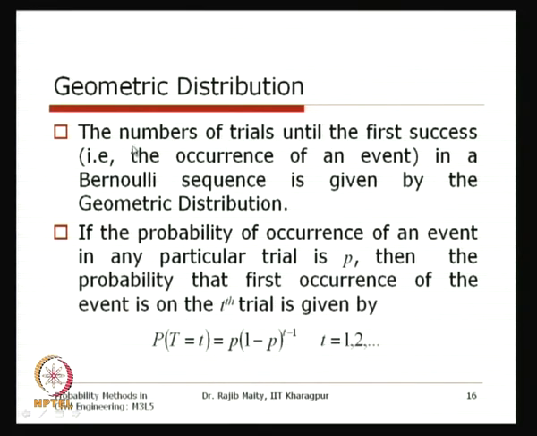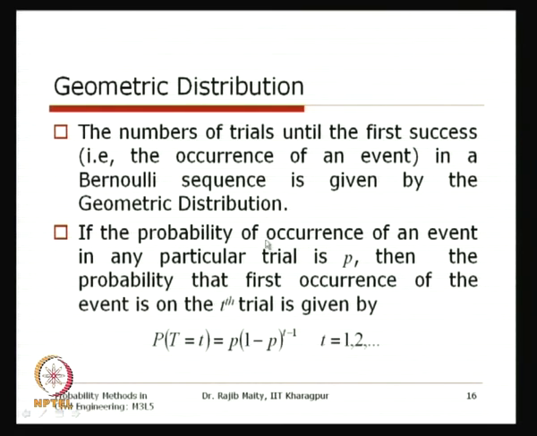So, if I start one sequence of this Bernoulli process, then how many trials I have to conduct to get the first success. So, that number, so after the first few failures, this first success will come. That number is the random variable which follows this geometric distribution.